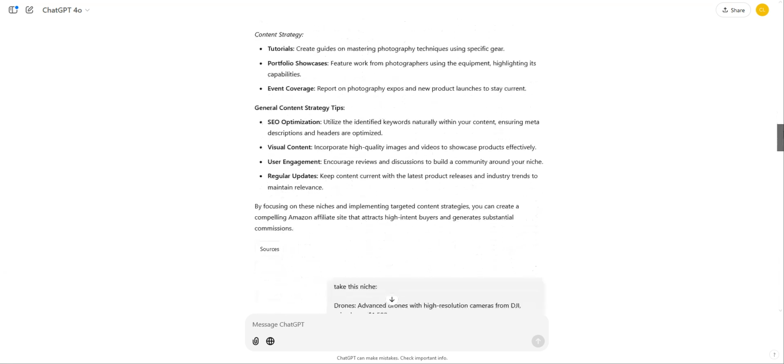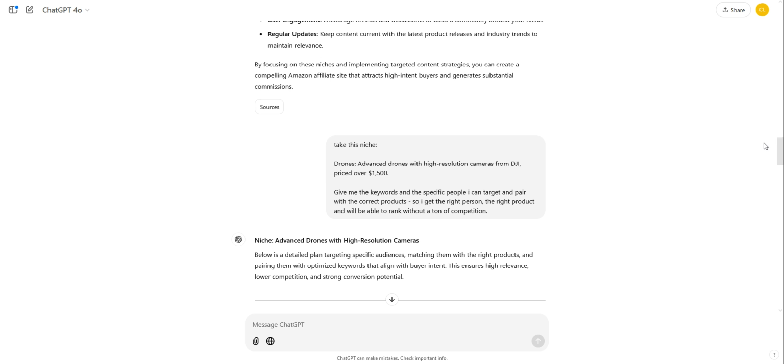And what you can then do, a little bonus prompt for you, is pick a niche that you like the look of, and use a little prompt something like this. Take this niche, and I've put drones, advanced drones with high resolution cameras. Give me the keywords and the specific people I can target and pair with the correct products, so I get the right person, the right product, and will be able to rank without a ton of competition. And what that does is it takes the niche that we know is high end, but we don't want to have to compete with everyone. So what that prompt does is give me the exact groups of people to target.